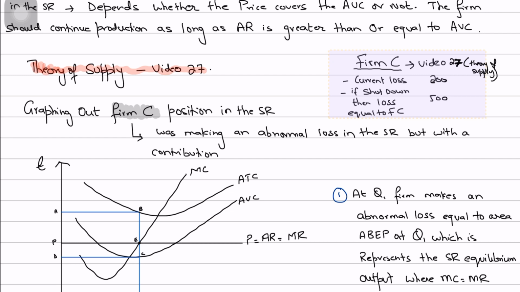That is, a firm is facing an economic loss or a subnormal profit in the short run, but it is making a positive contribution. So it's a loss with a contribution, right? So let's graph out firm C's position. How would firm C look on a graph? On a graph, firm C would look like this that I've drawn.